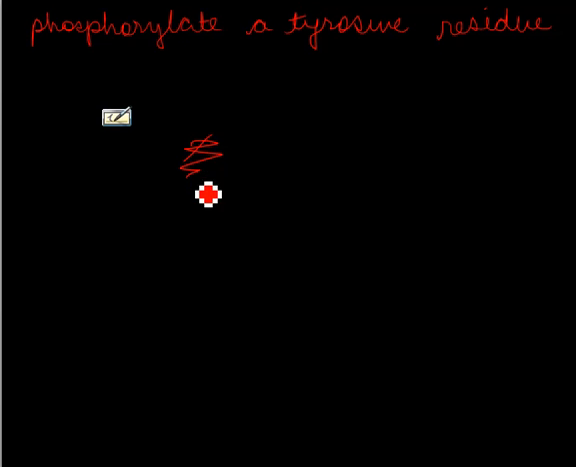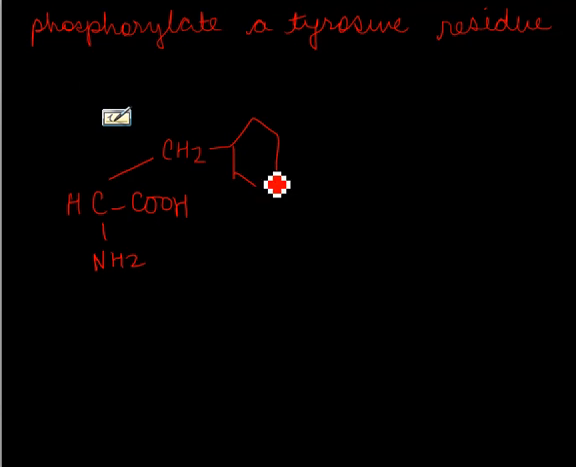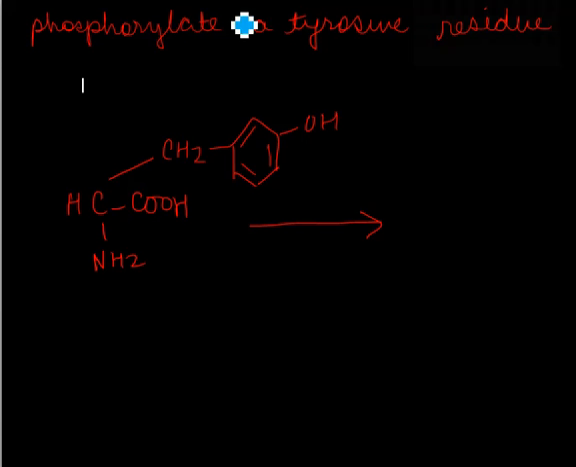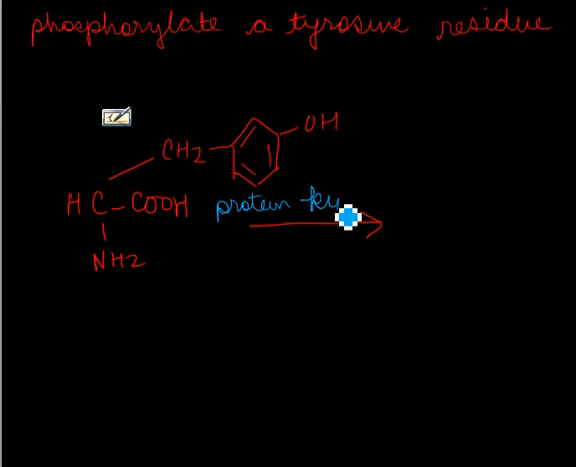So I have my carbon, hydrogen, carboxylic acid group, NH2, and then CH2, benzene ring, and then OH. Alright, so I need to phosphorylate it. The enzyme that is usually used for adding a phosphate group is referred to as a protein kinase.